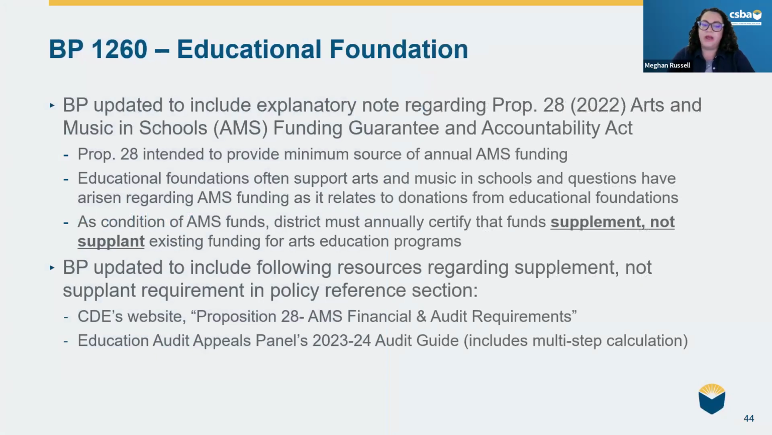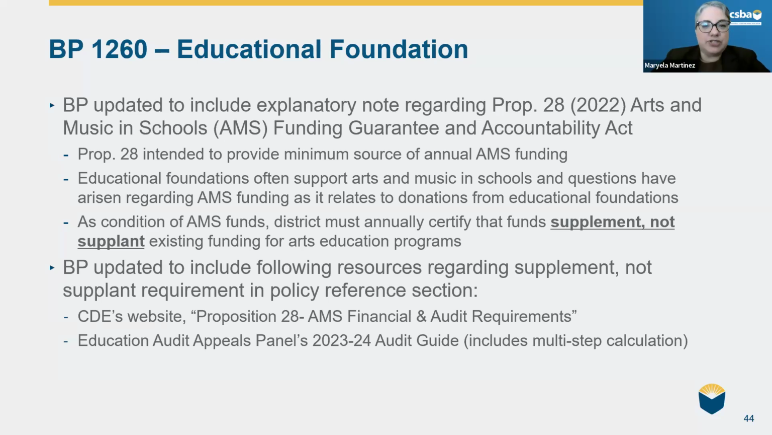Proposition 28 was passed by the California voters in 2022, and Prop 28 requires the state to provide program funding to support arts and music education in schools beginning in the 2023-24 school year. As a condition of this funding, districts must annually certify that these funds will be used to supplement funding for arts education programs, and that funds expended in the prior fiscal year were in fact used to supplement, not supplant, arts education programs. And so Maryela will discuss a little bit what supplement, not supplant means in this context.